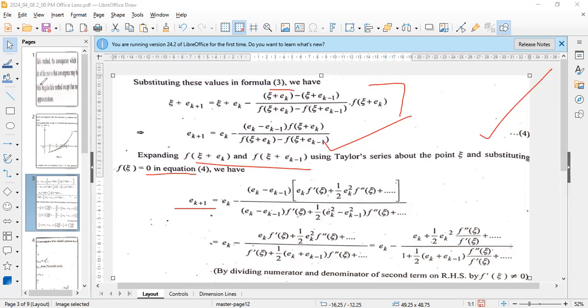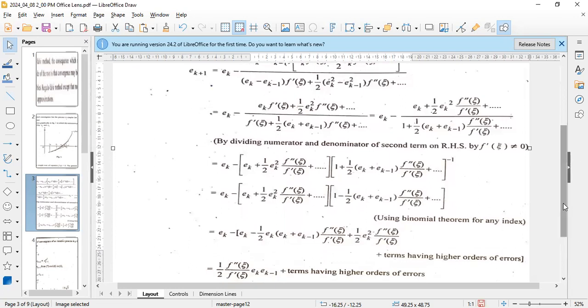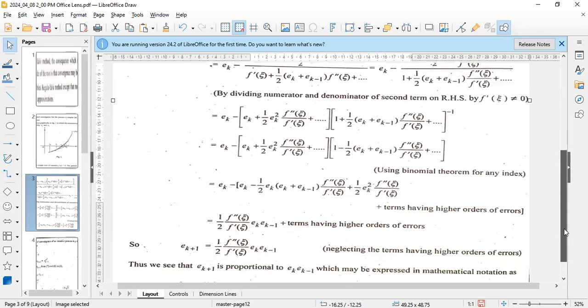Now we divide the numerator and denominator of the second term on the right hand side, where f dash epsilon is not equal to 0.